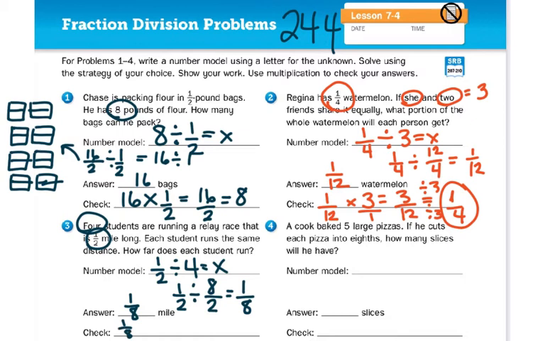If we check that 1/8 per mile times 4 runners, change it into a fraction, you get 4/8, which is the same thing as 1/2. So 1/8 of a mile times 4 runners gives me 4/8, which is the same thing as 1/2. Number 4, a cook baked 5 large pizzas. If he cuts each pizza into eighths, how many slices will he have? Okay, take 5 pizzas and divide them into eighths.